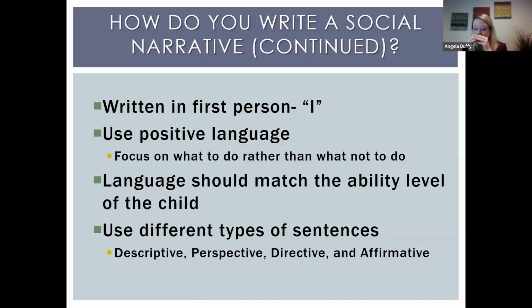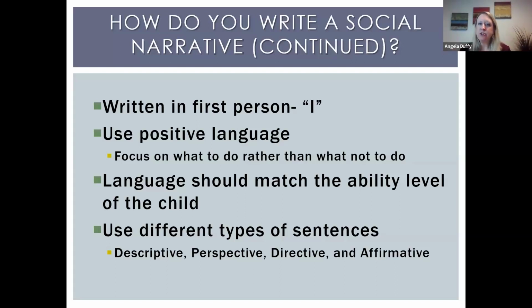That's something I often get, people saying, well, I want a social narrative about not hitting. My child is hitting everyone. I'm not going to write a social narrative about not hitting. We need to write a social narrative about why the child is hitting, and what they can do, and how we can help them so that they don't feel the need to hit. So we want to focus on what to do rather than what not to do. Okay.